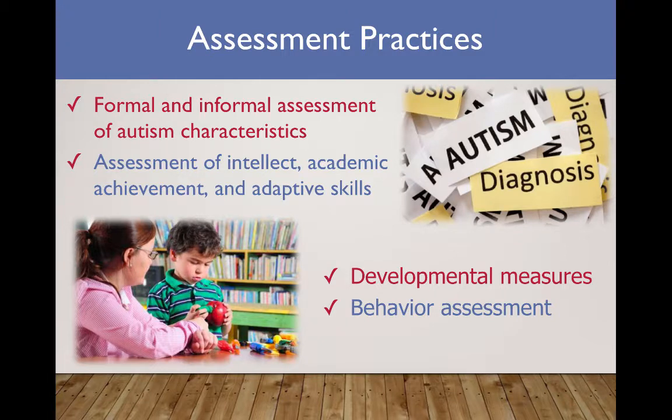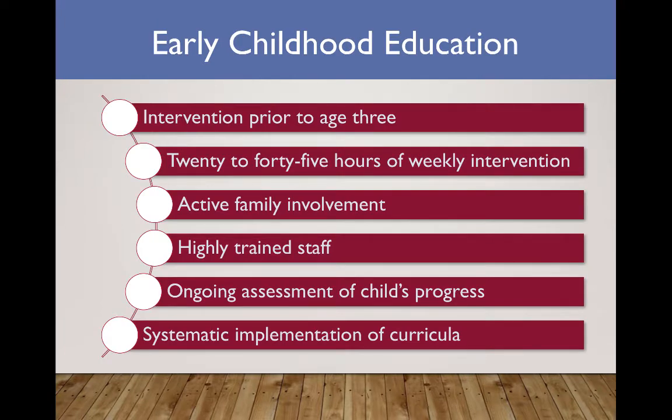How do we assess children with autism? Well, certainly we use formal assessments as well as informal. So standardized assessments and classroom-based assessments. We assess their intellect, so their cognition, their academic achievement, how they adapt. There's a lot of behavioral assessments done as well as development measures. In early childhood, we do see sometimes intervention prior to age 3, but we really are seeing intervention when the diagnosis of autism is made, and sometimes that is not made until around age 2 or 3.